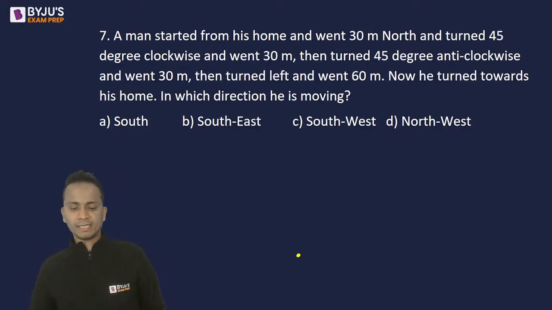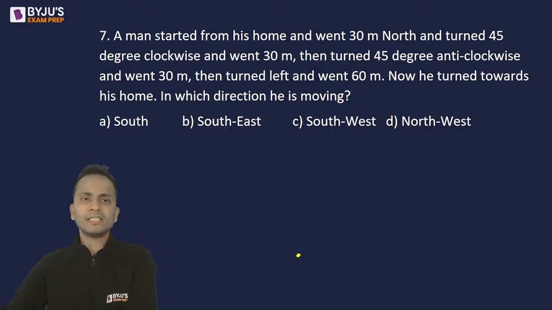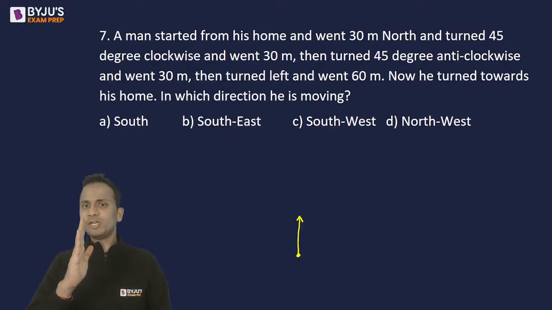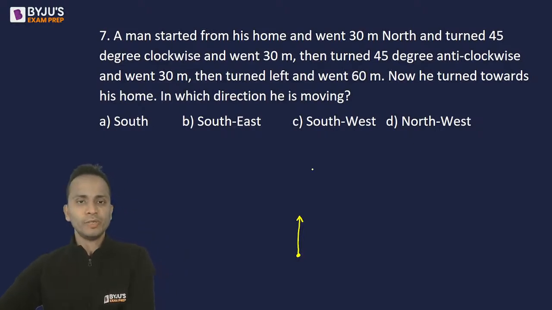Okay, so let's check the answer of this question. Let's say this is the point where he started. He started from his house and went 30 meters in the north direction, upwards. Okay. He now turned 45 degrees clockwise, so it will be towards his right hand side. So he is moving straight.